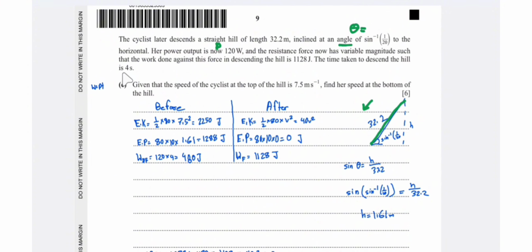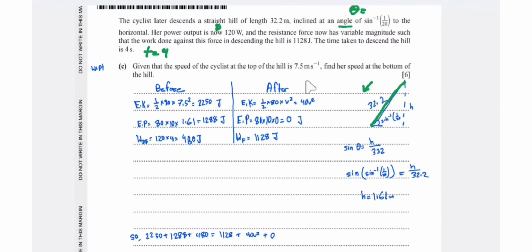The time taken to descend the hill is 4 seconds. Given that the speed of the cyclist at the top of the hill is 7.5 meter per second. Find the speed of the cyclist at the bottom of the hill. So we need to find the speed at the bottom.